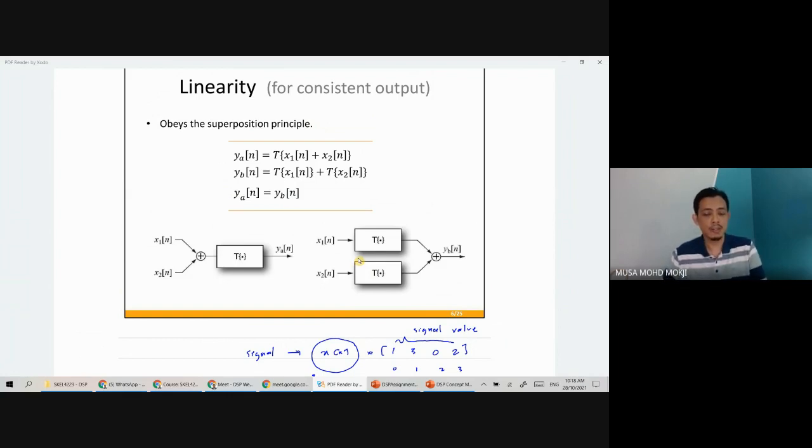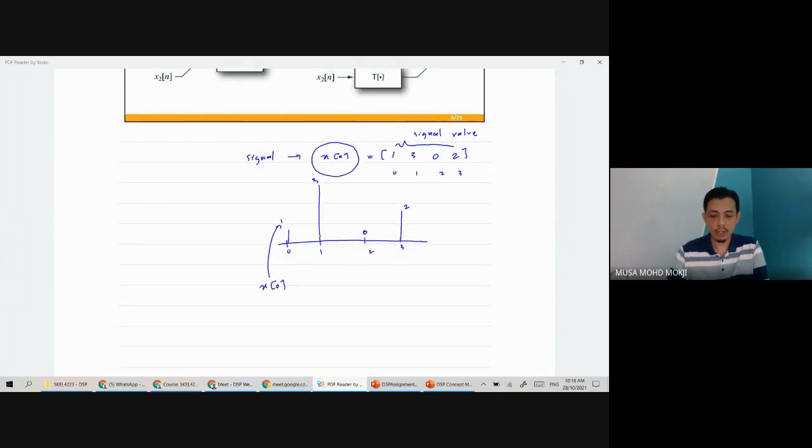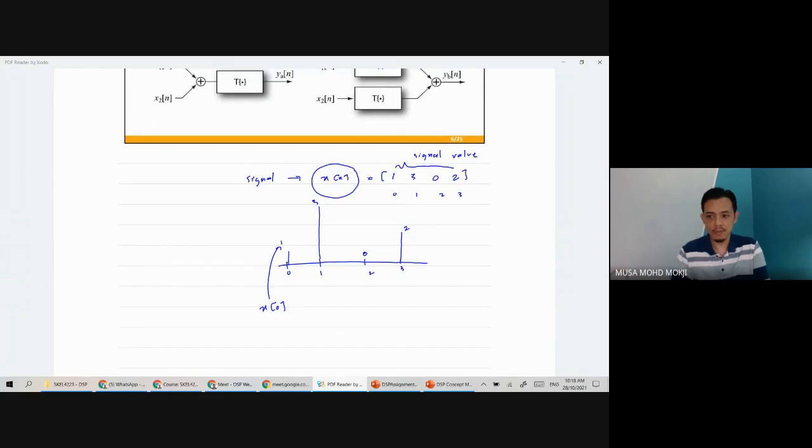Because this is a discrete time signal, we write the signal as a sequence of values. We can write it as a sequence of values, or we can plot it. The x-axis is the index, which is the time. We call it discrete time, right?